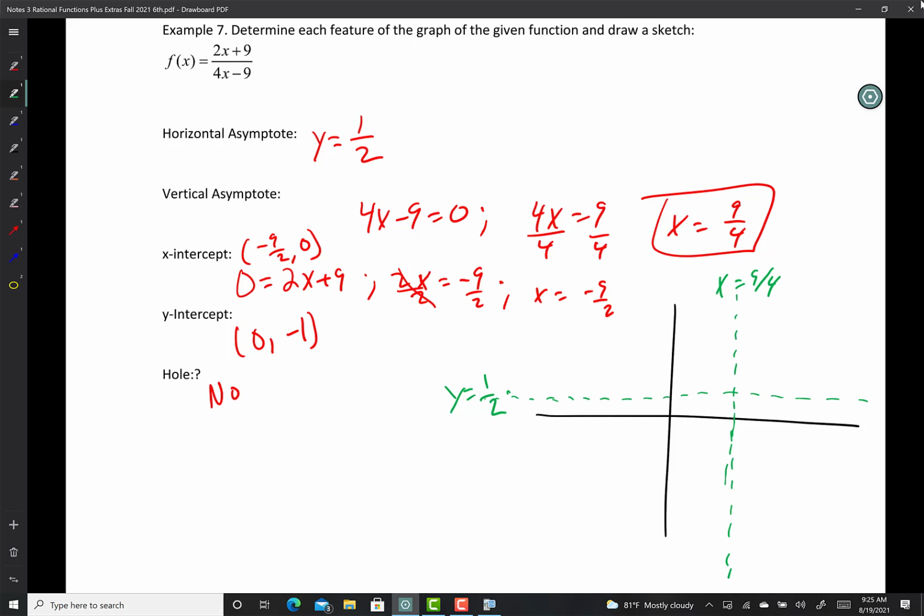Let's see what else. I have no holes. I have a y-intercept of 0, -1. So 0, -1 point. I have, what else do I have? An x-intercept of -4.50, so somewhere over here. And that's pretty much all you need. So it's going to look something like this. Goes like this. And you can't cross vertical asymptotes. That one looks like that. How do we feel, guys?